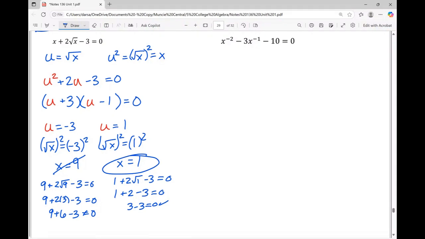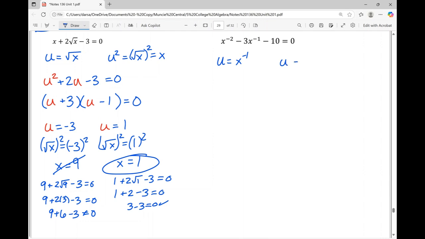Our last equation here, it looks really weird, but you can kind of see the bump, bump, bump, bump, bump equals 0. This is quadratic like. So look at your B term. What is the thing sitting next to that number? It is x to the negative 1. So we're going to let u equal x to the negative 1.